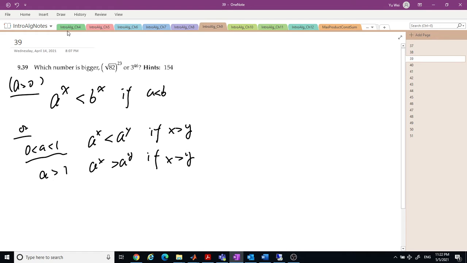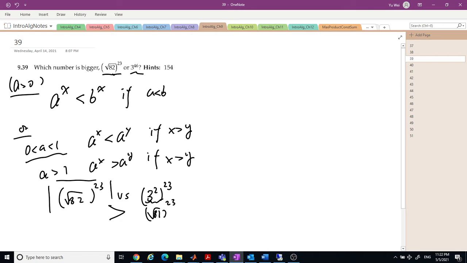Okay, so now we need to either make the base the same or the power the same, right? So for this one, we can see 46 is 2 times 23, so it's 3 to the 2 of the 23, and compare with the square root of 8 to the 23. Then this 9 is the square root of 11 to the 23. So now we know which one is larger, so this one is bigger.